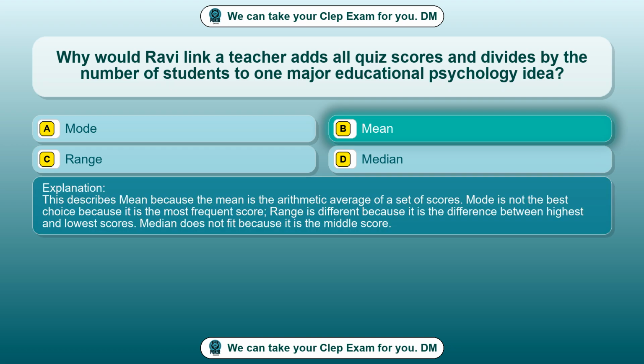This describes mean because the mean is the arithmetic average of a set of scores. Mode is not the best choice because it is the most frequent score. Range is different because it is the difference between highest and lowest scores. Median does not fit because it is the middle score.